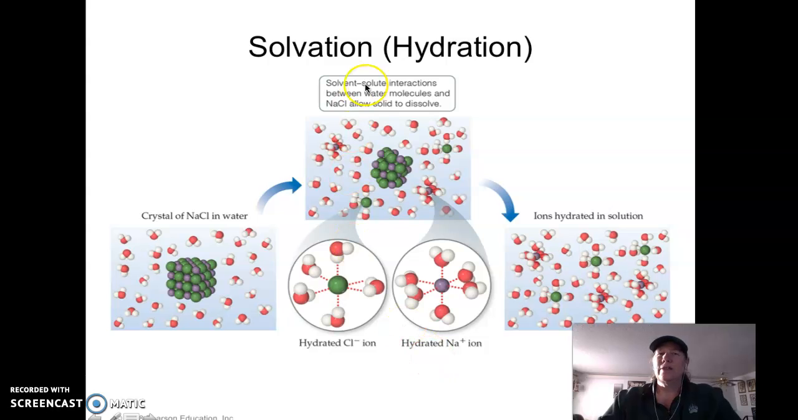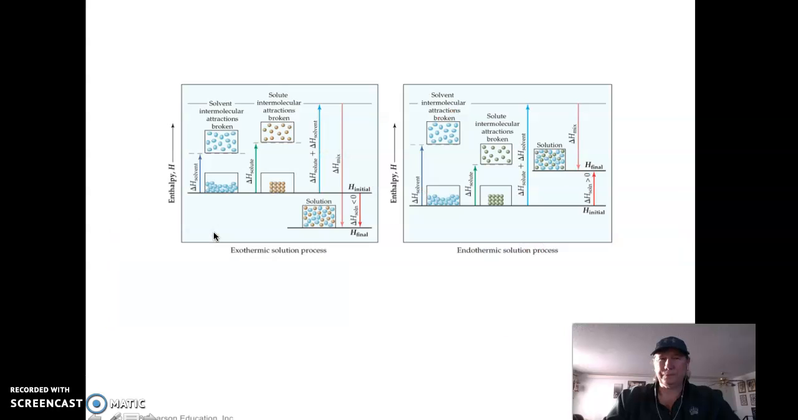Okay, so this is an example again where salt is the solute and water is the solvent, and that's how water can get in and dissolve these little crystals.